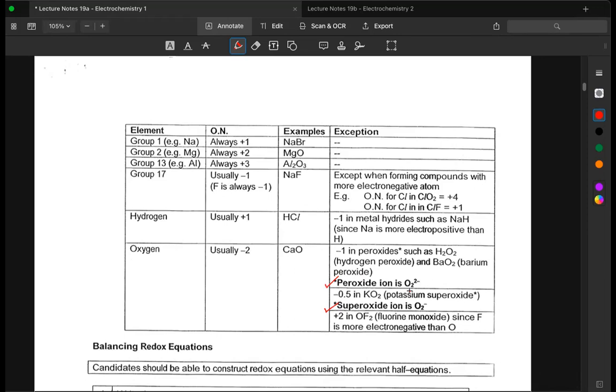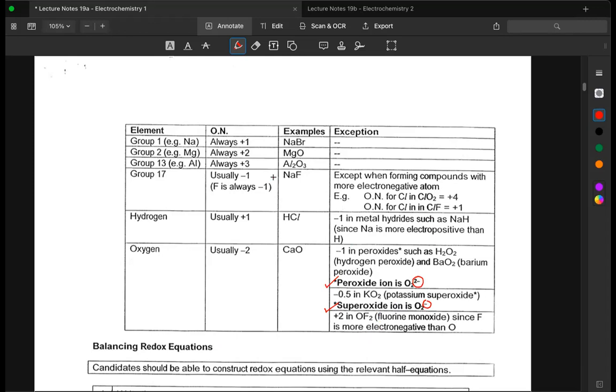Peroxide ion is O2 2- with an oxidation state of -1. Superoxide is O2 -, so this is different. Okay. But when oxygen is bonded to fluorine, it forms fluorine monoxide. Because fluorine is more electronegative, you will expect oxygen to be assigned a positive oxidation number. So electronegativity will determine the oxidation number the element in the compound will be assigned.